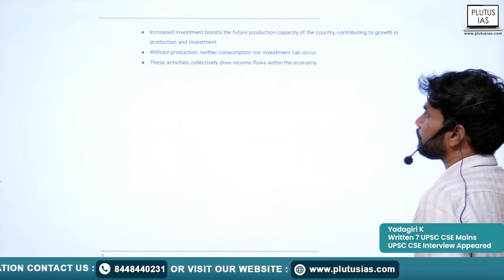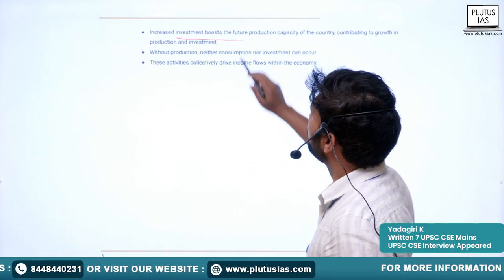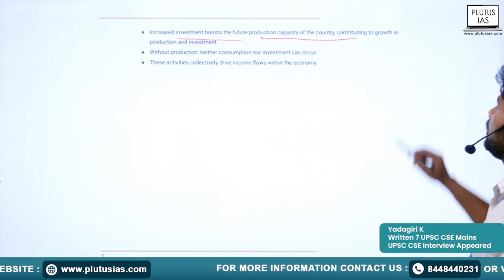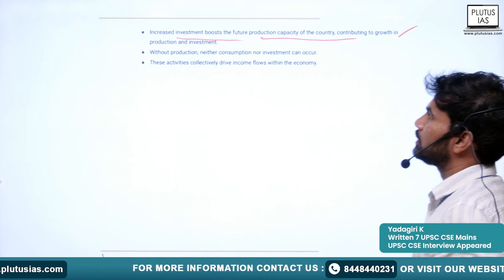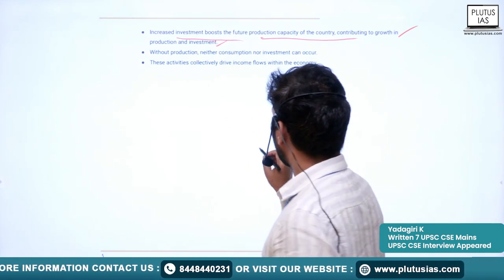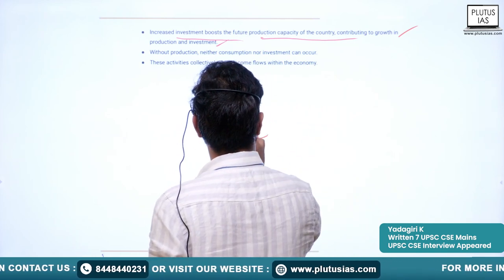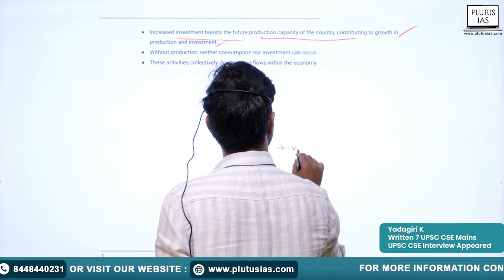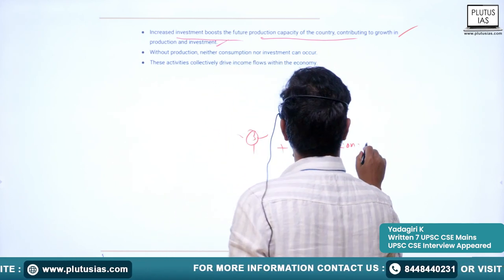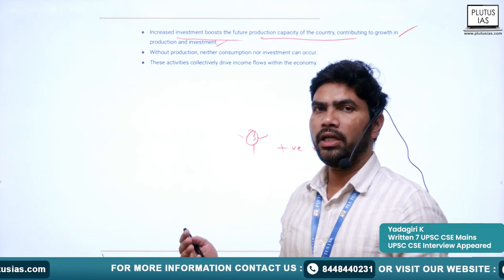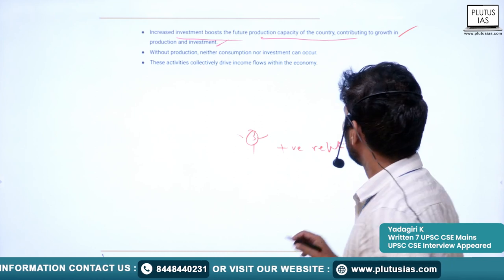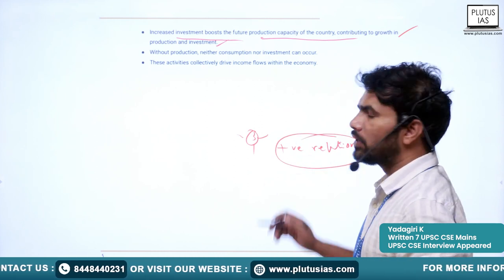Next, increased investment boosts the future production capacity of the country, contributing to growth in production and investment. So all these three basic economic activities have a positive relation, because increase in one activity leads to increase in the rest of the activities also. In this way, they have a positive relation.